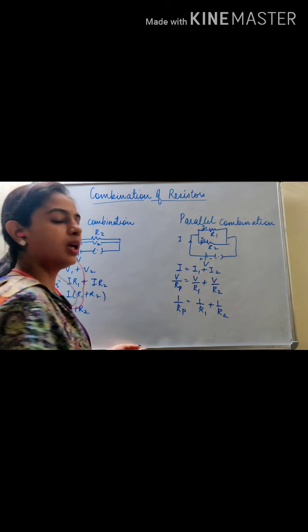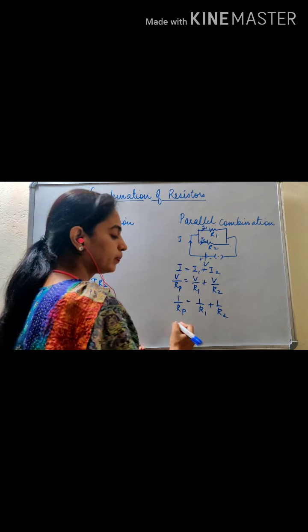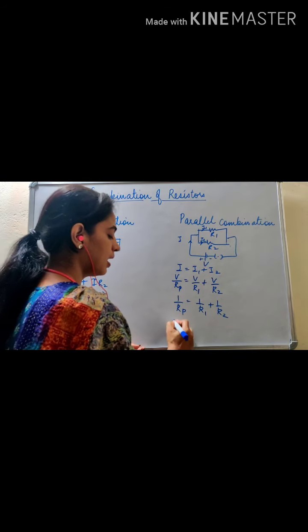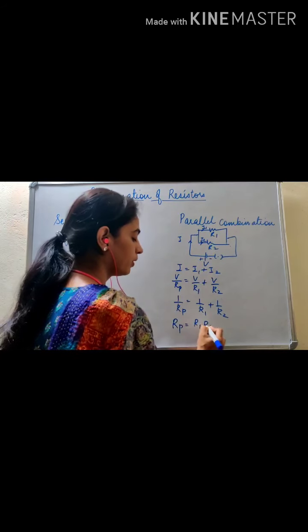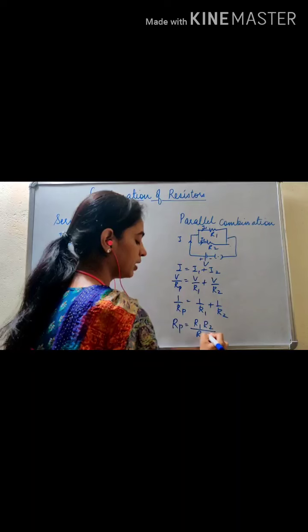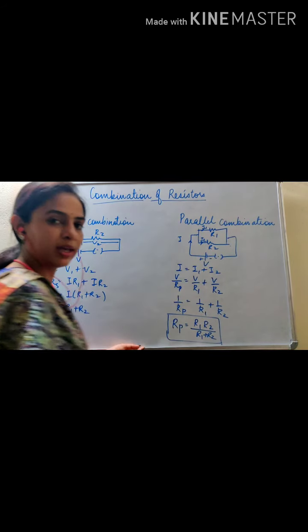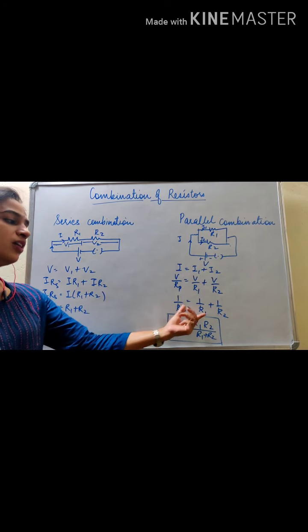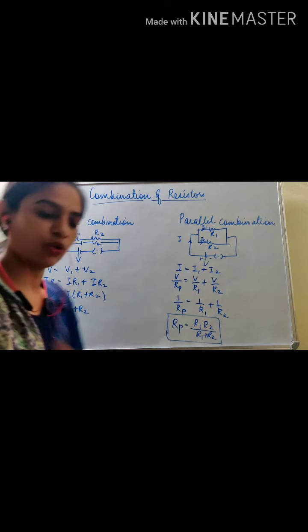Okay. If you have only two resistors in parallel, then the shortcut is Rp will be equals to R1 R2 upon R1 plus R2. Okay. This will be the formula which will be used to find the equivalent resistance. If there are more than two resistors, then you can apply the general formula.